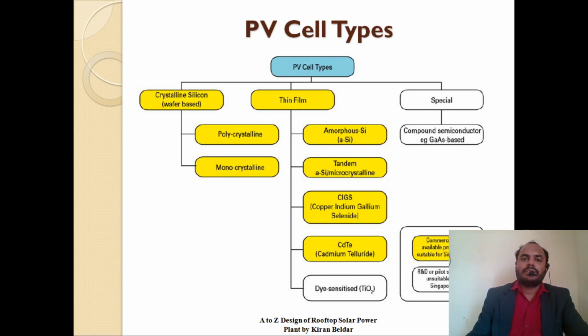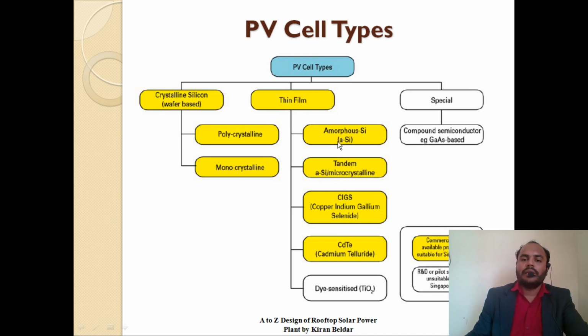Now we will step by step see the types of PV cell. Basically there are two types of PV cells we are using currently in the market. One is crystalline silicon, that is wafer based. This is very popular in recent solar installations. In crystalline silicon, it is a small wafer or thin solar cell which we use to manufacture a solar panel. Further it is classified into two categories: polycrystalline and monocrystalline solar cells. Next is thin film type of solar cells.